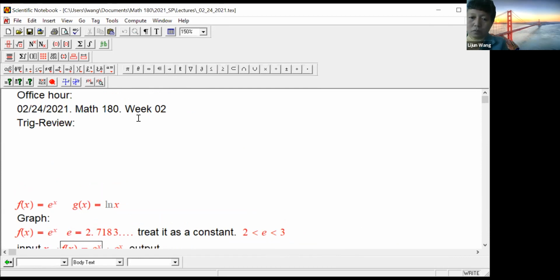Trig review. I trust every one of you had trigonometry, didn't you? If you didn't have trigonometry, you should not take this class, because this class cannot replace trigonometry. If you did not have trigonometry at all, you should go back and take it. It's still not too late to sign up for a trig class.